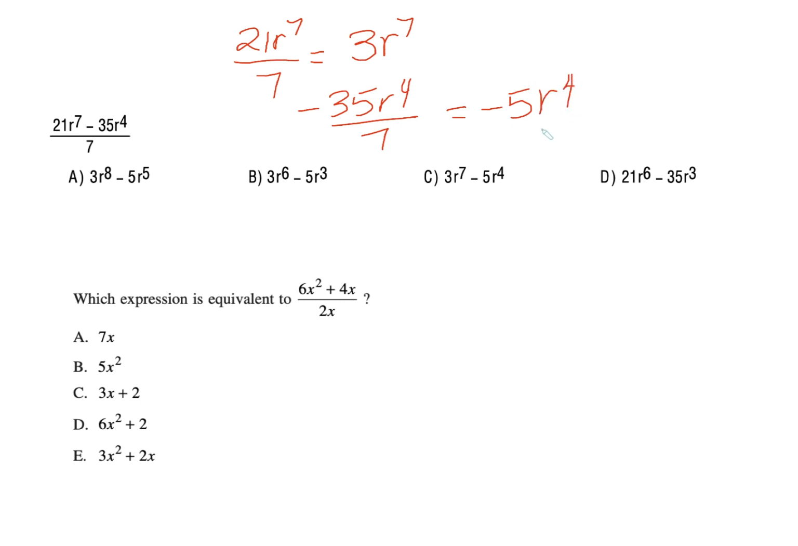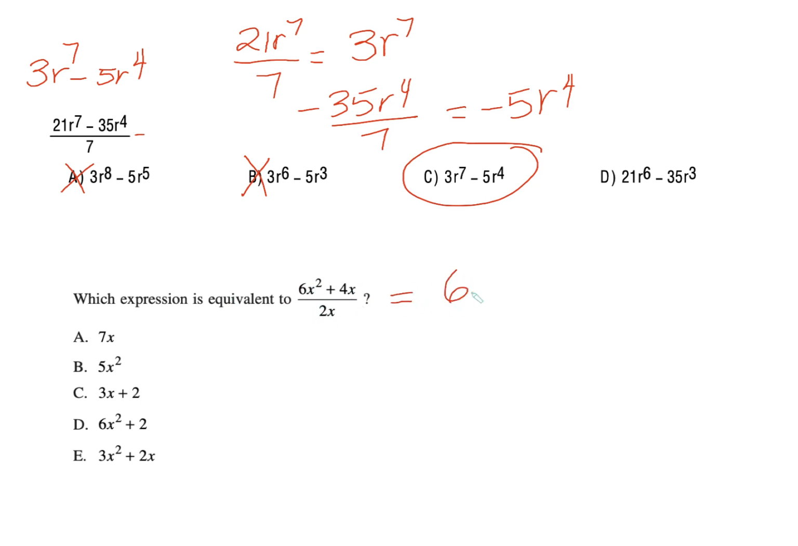So the answer we're looking for, I'm going to write it here at the top, will be 3r to the 7th minus 5r to the 4th. Okay, let's look at A. That's raised to the 8. Let's eliminate that. This is raised to the 6. Eliminated. Okay, this one has a 7. And then here's the minus 5r to the 4th. Our answer is C. Which expression is equivalent to 6x squared plus 4x divided by 2x.